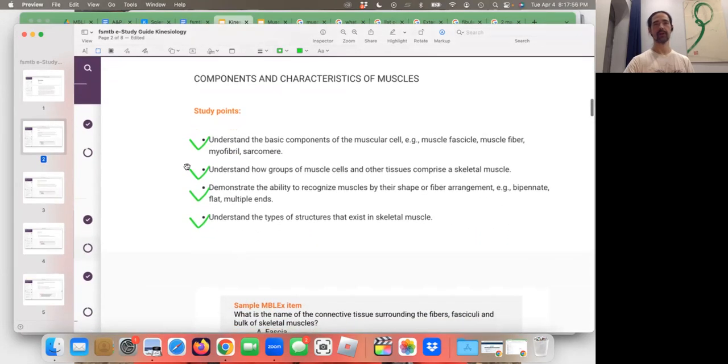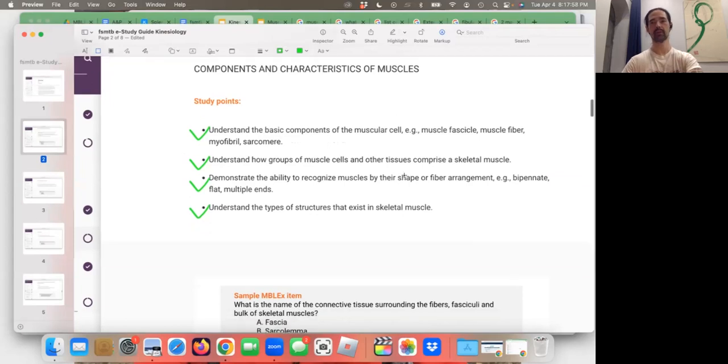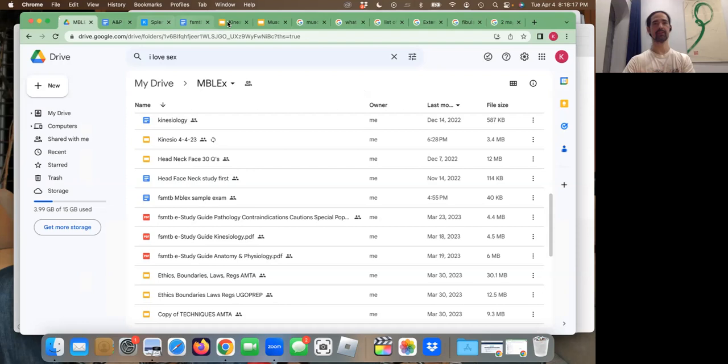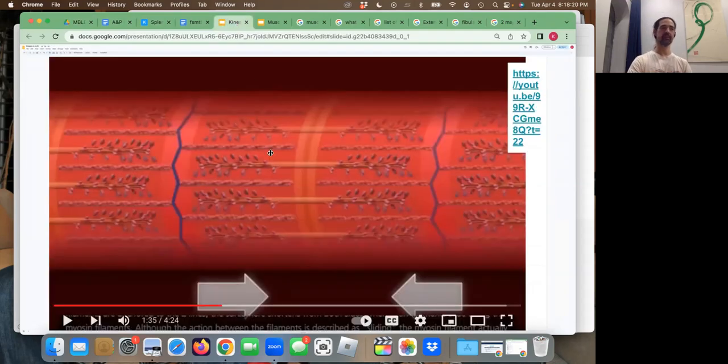Okay, so it doesn't specifically rule out the biochemical aspects, like what is ATP and what do the phosphate groups do to the myosin heads. It doesn't rule that out for sliding filament theory, but based on how broad the nature of some of the questions is, I don't think they're going to ask you anything really specific beyond what we're going to cover tonight.